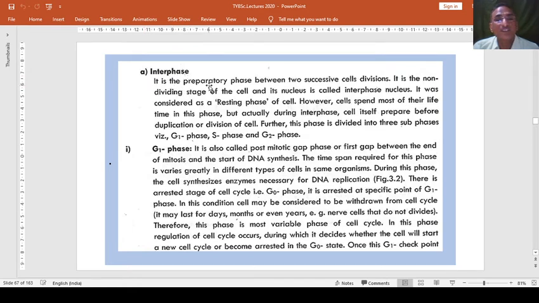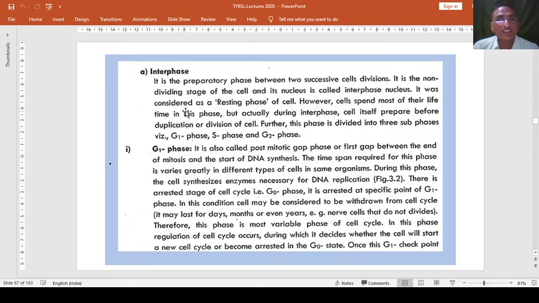Interphase. It is the preparatory phase, where the material for the division of the cells is prepared between 2 successive cell divisions. It is the non-dividing stage of the cell, meaning only preparation is going on here, and its nucleus is called the interphase nucleus. Whenever the cell undergoes cell division, at the beginning the nucleus is called the interphase nucleus, because it is also prepared to send the information to the materials that we are ready, we must keep ourselves ready to divide the cell. So it is called the interphase nucleus.